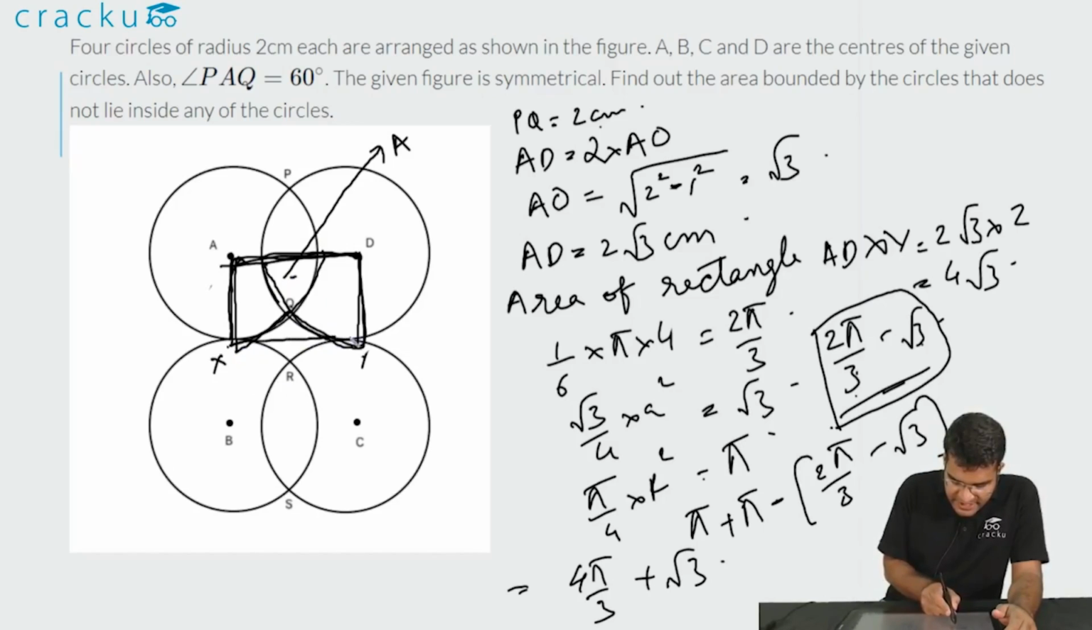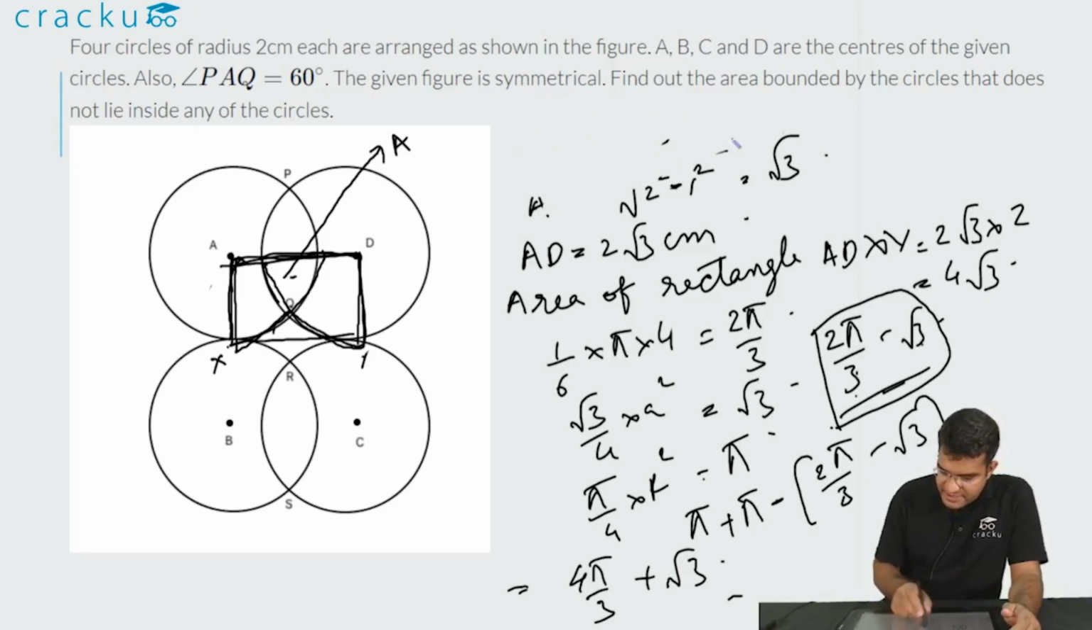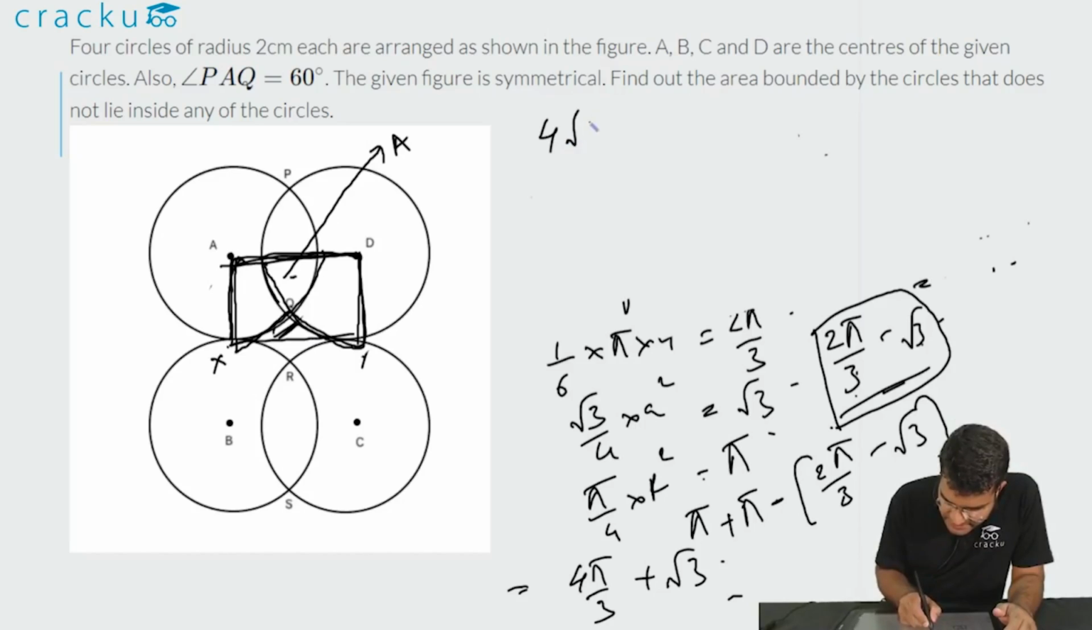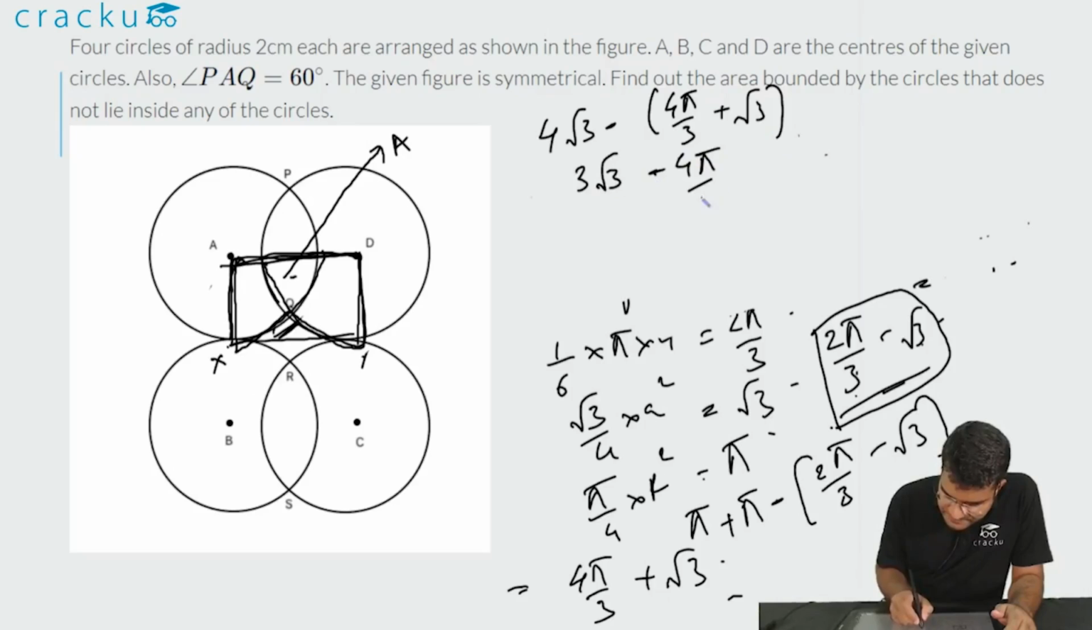Now if you want to find the area of the region that is bounded, you just have to subtract this area from the area of the rectangle. Now we know that the area of the rectangle is 4 root 3. We have just calculated it above. Let me try to make some space so that we can finish the rest of the explanation. So the required area of this region that is bounded equals 4 root 3 minus 4 pi by 3 plus root 3. This equals 3 root 3 minus 4 pi by 3.